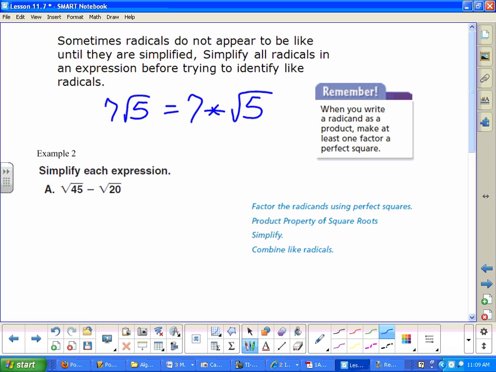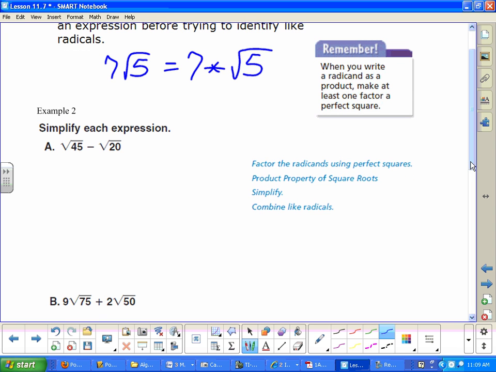All right, so we have square root of 45 and minus the square root of 20. Okay. So first of all, we look at them. Can I simplify the 45 and the 20? Okay. Is there a square? What's the largest square that goes into 45? Okay, 9 goes into 45, right? How many times does 9 go into 45? 5 times. So I can rewrite this as the square root of 9 times 5.